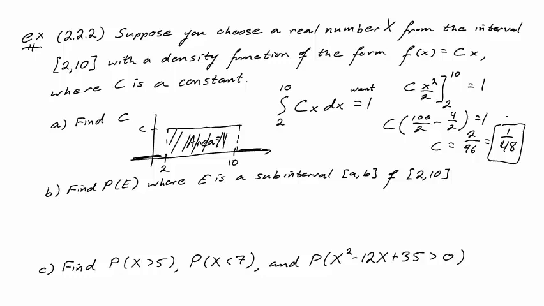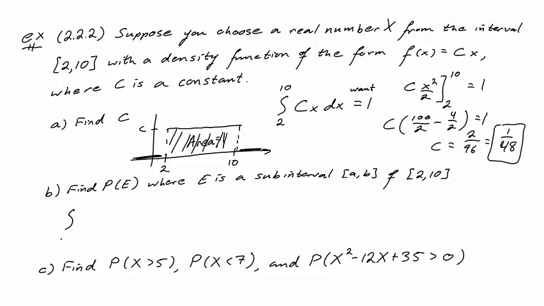In part B, we want to find the probability of the event E, where E is some subinterval that looks like AB sitting inside of 2 to 10. So A is greater than or equal to 2, it's less than or equal to B, and then B is less than or equal to 10. A needs to be strictly less than B, so we actually have an interval of a certain length there.